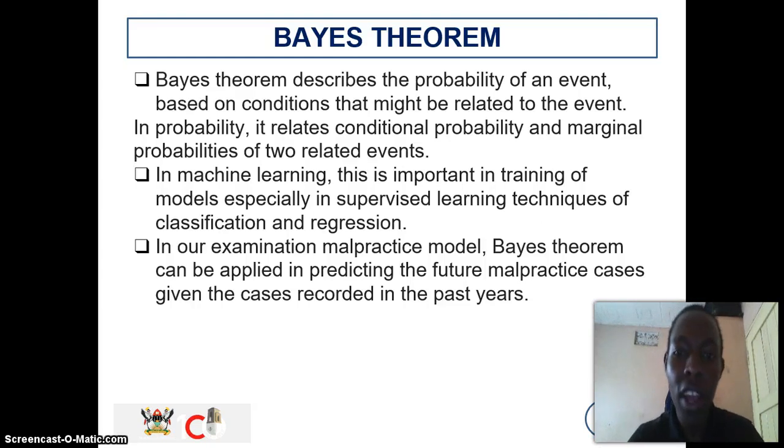But in machine learning, Bayes' theorem helps us in the training of models, especially in supervised learning techniques of classification and regression. This means that if we have an input and an output, our model should be able to predict what is coming and classify those elements that already have their characteristics existing in our models. For example, in the examination malpractice model, Bayes' theorem can be applied in predicting future malpractice cases given the cases recorded in past years.